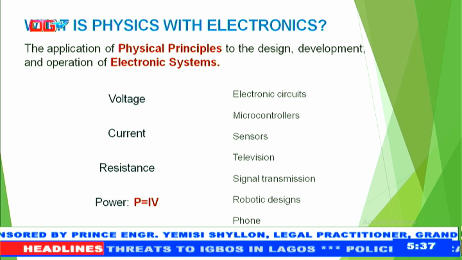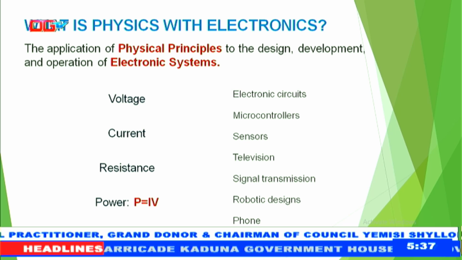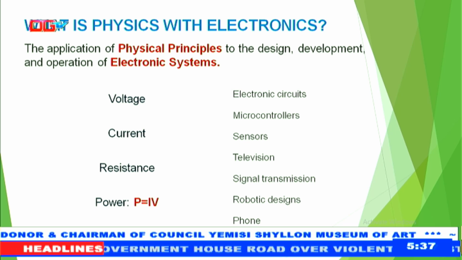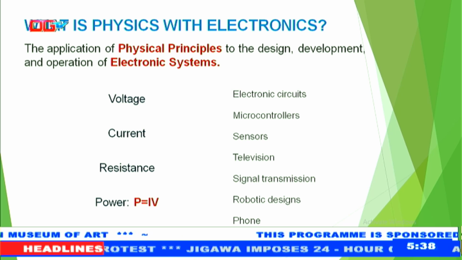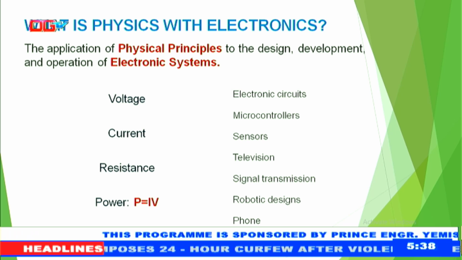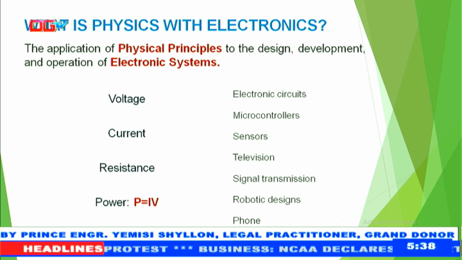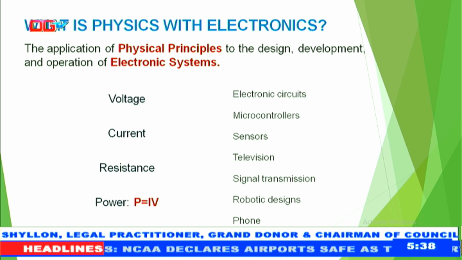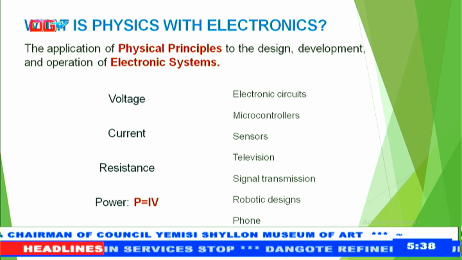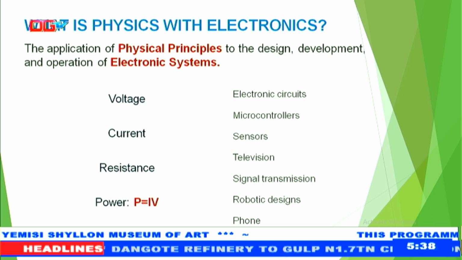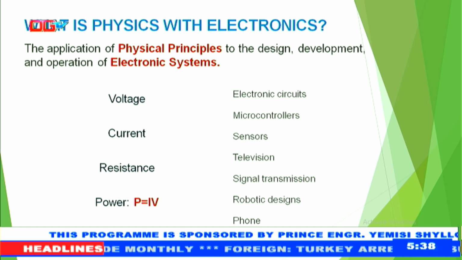Now, I want to go into physics with electronics. How does physics come into electronics? I said the application of physical principles into the design, development, and operation of electronic systems. Now, what are these physical principles? Voltage, current, resistance, power, Ohm's law, all these listed quantities are referred to as physical principles.